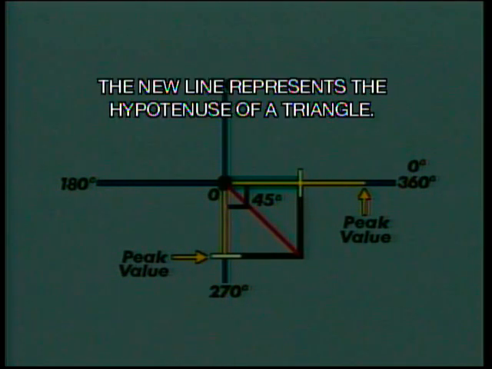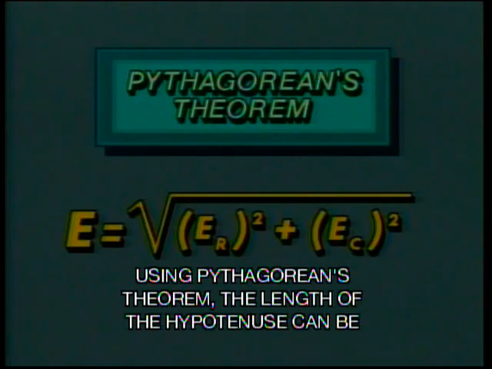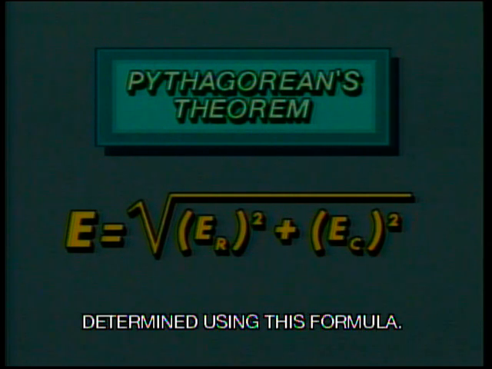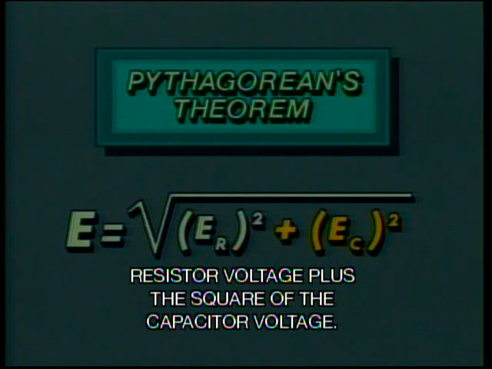The new line represents the hypotenuse of a triangle. Using Pythagorean theorem, the length of the hypotenuse can be determined using this formula. The applied voltage is equal to the square root of the square of the resistor voltage plus the square of the capacitor voltage.